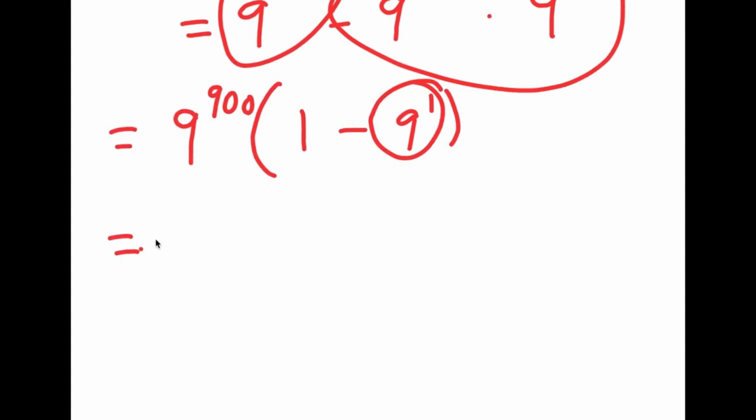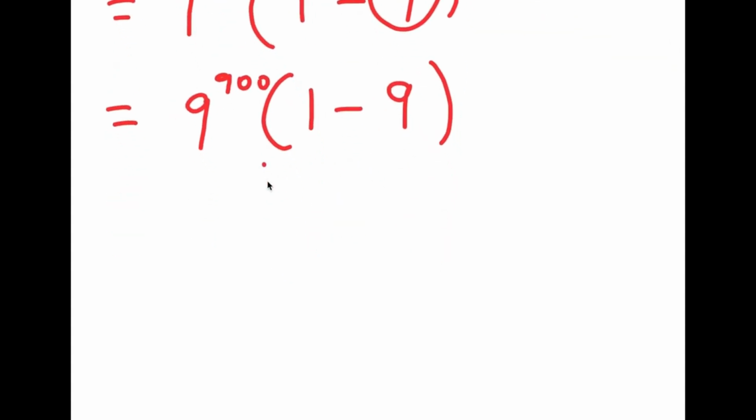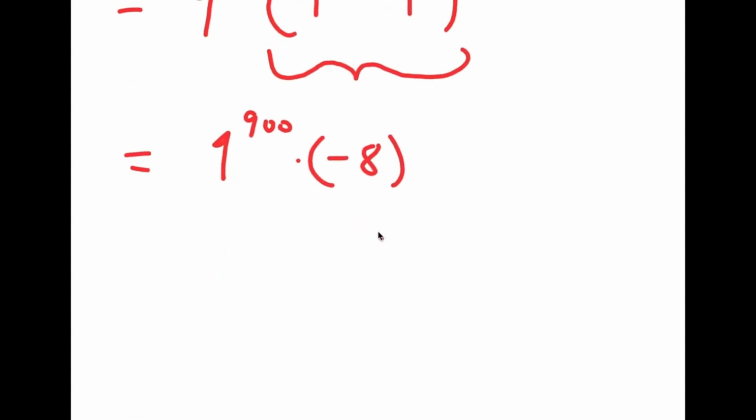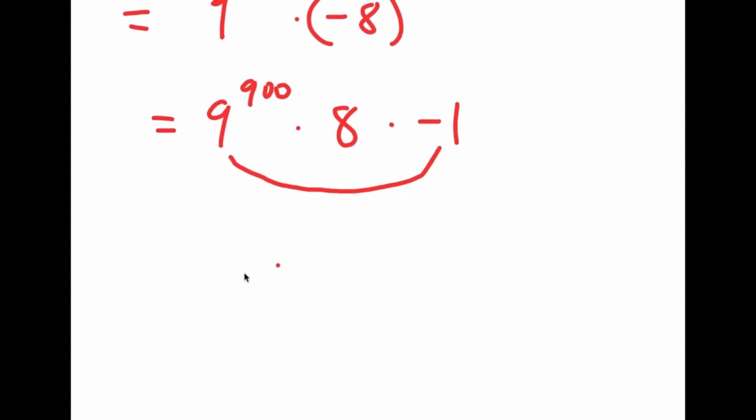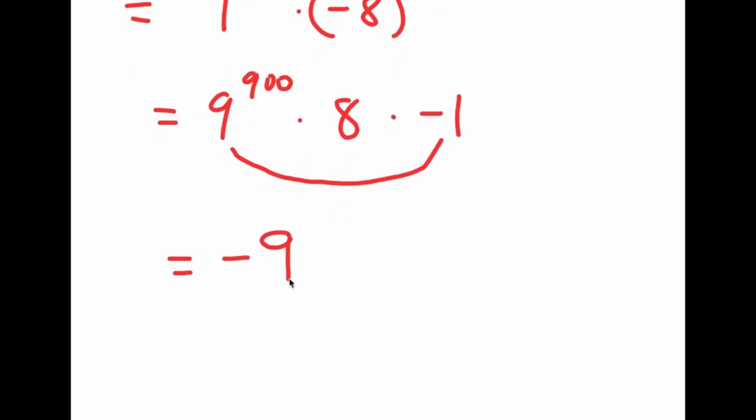And 9 to the power of 1 is the same thing as 9, so I get 9 to the power of 900 times 1 minus 9. Now from here, I'm going to simplify what's in my parentheses. 1 minus 9 is negative 8, so I have 9 to the power of 900 times negative 8. And I can rewrite negative 8 as 8 times negative 1. Now I'm going to multiply negative 1 with 9 to the power of 900. So I get negative 9 to the power of 900 times 8.